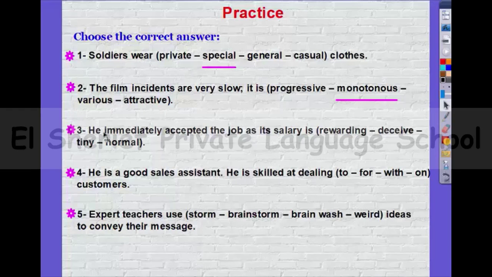Number 3. He immediately accepted the job as its salary is rewarding. Something that makes you happy. Number 4. He is a good sales assistant. He is skilled at dealing with customers, so dealing with. Number 5. Expert teachers use brainstorm ideas to convey their message. So use brainstorm ideas to convey their message.